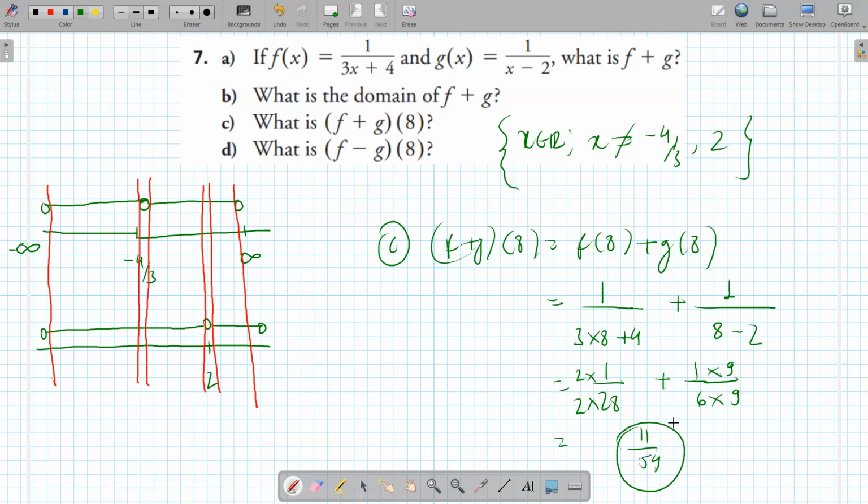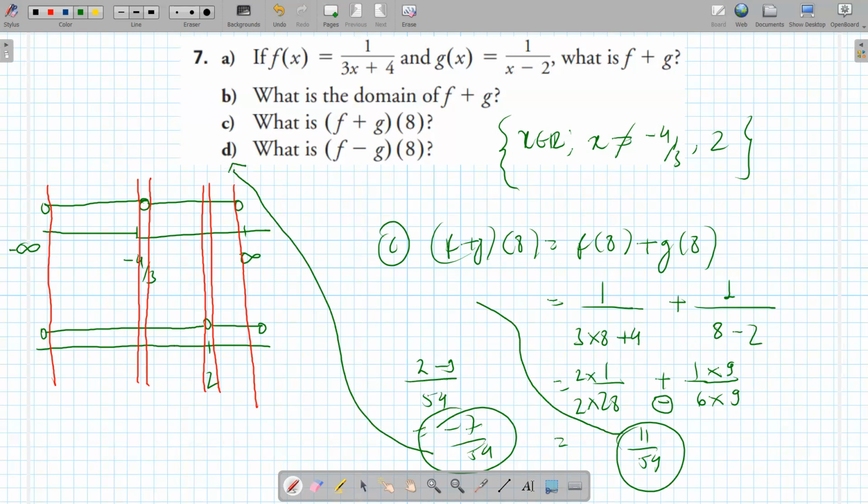That's the answer here. Plus, and if you want to subtract them, it'll be 2. Well, the only difference will be that this will be minus. It'll be 2 minus 9 over 54. That's negative 7 over 54. This is the answer to part D. And when we added them up, that's the answer to part C. And there we go. We are done with the question.